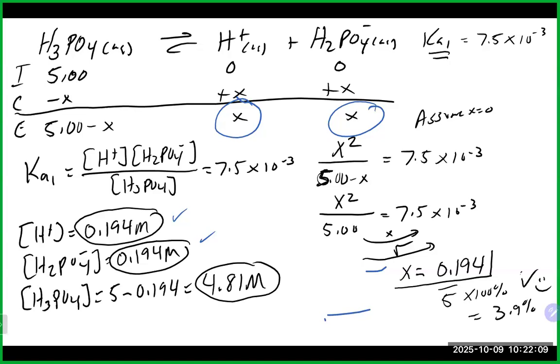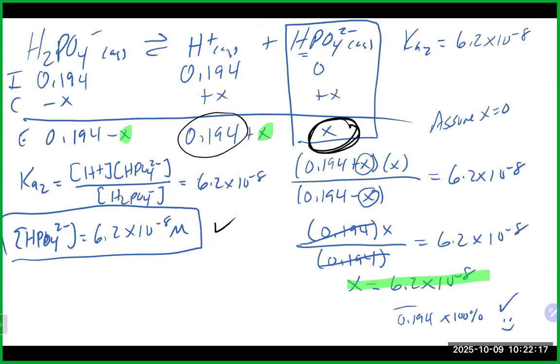It was the very first step, right? If you look at the H plus concentration here at the first step, 0.194, right? If we go to our second step, the H plus concentration that came off was 6.2 times 10 to the minus 8. A lot less came off in that second hydrogen, indicating what we saw with the Ka values, that it gets a lot harder to remove that second hydrogen after the first one comes off.